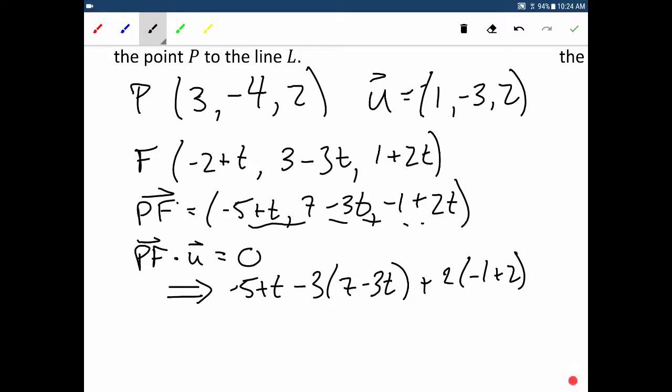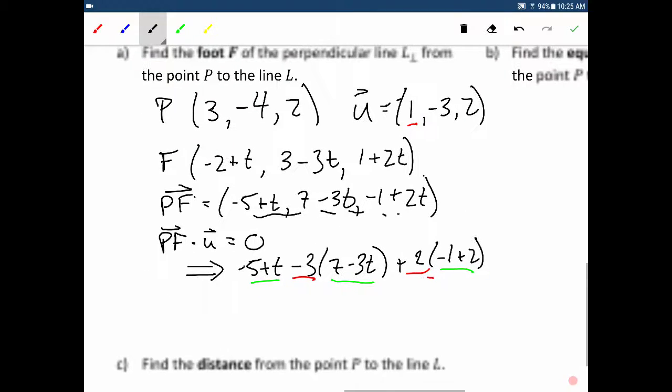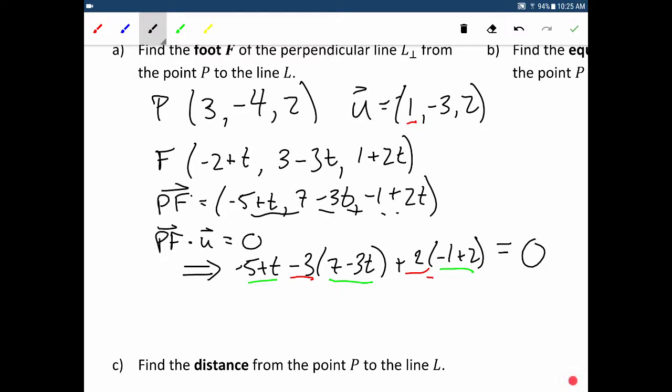Sorry, just to recap, because I realized that was not clear at all. These are the parts. That's the x part of PF. I'm multiplying it by the x part of U, which was 1, so I didn't multiply it by anything. Then I had the y part of PF multiplied by the y part of U, and then the z part of PF and the z part of U. So that's where that's coming from. Then I'm just adding them all up because it's the dot product, and it equals 0.